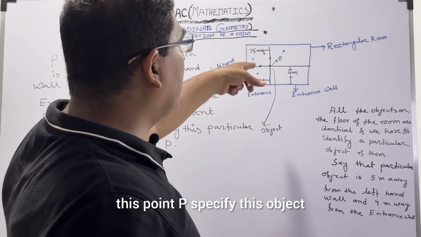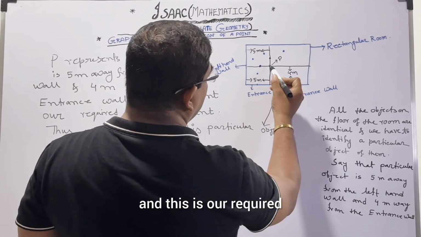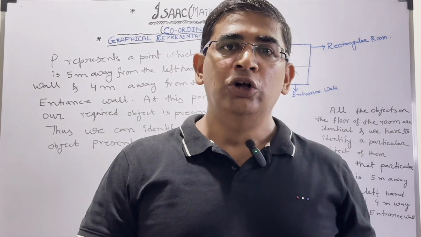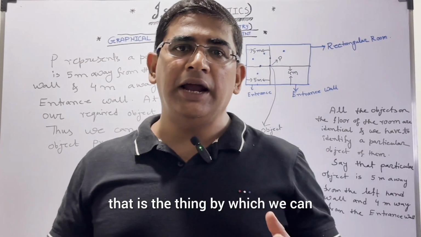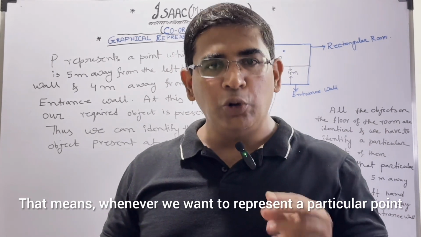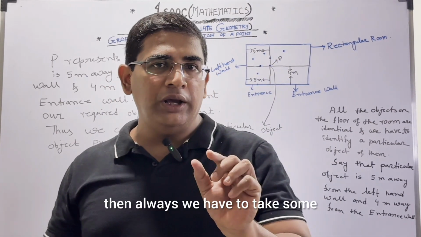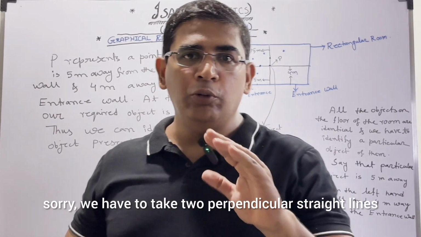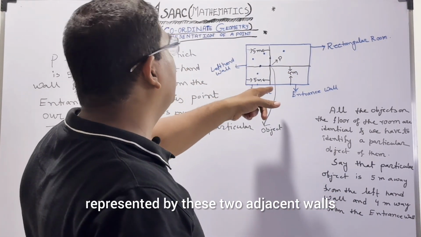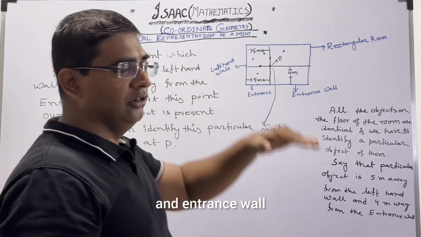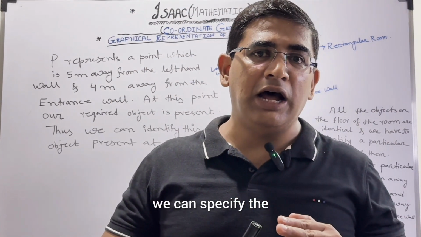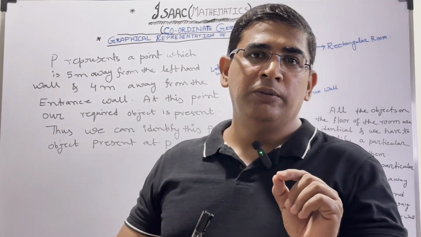So this point P specifies this object, and this is our required or desired object, which we actually want to identify. That is how we can understand the importance of the coordinate. Whenever we want to represent a particular point, we always have to take two perpendicular straight lines. Here those perpendicular straight lines are represented by these two adjacent walls, the left hand wall and the entrance wall. With respect to these two perpendicular straight lines, or walls, we can specify the point of a coordinate perfectly.